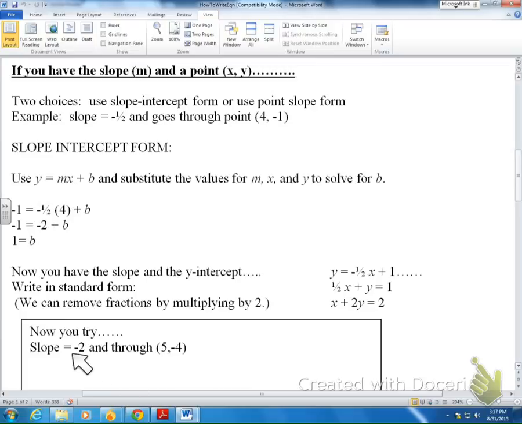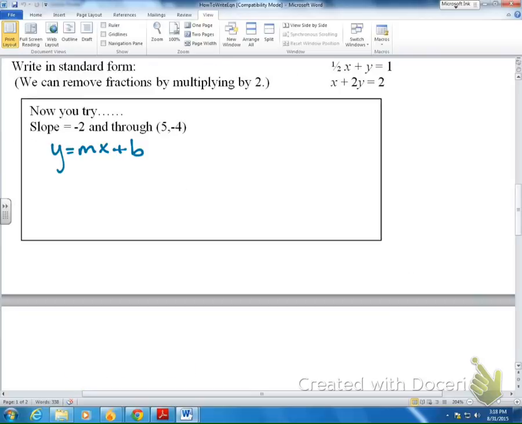Let's see if you can do it. We know slope is -2 and the point is 5, -4. If you don't know where to start, let me help you. Let's start with the formula y equals mx plus b. Put in what you know. So I know slope is going to be -2. I know my x coordinate in my point is 5. My y coordinate is -4. So notice their placements. And then I don't know what b is. That's what I'm going to find.